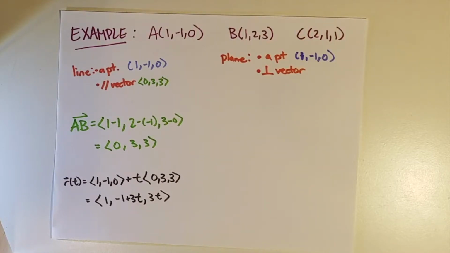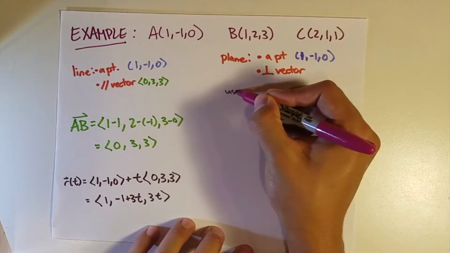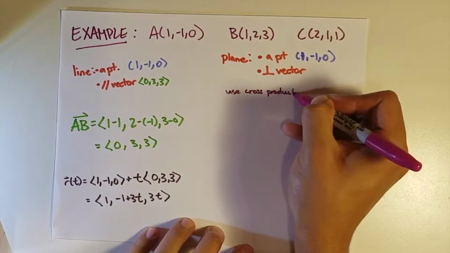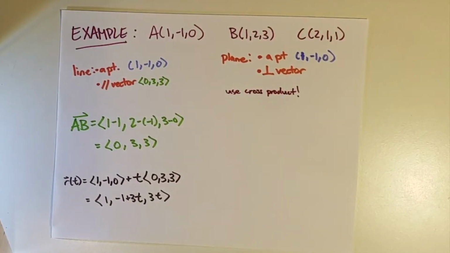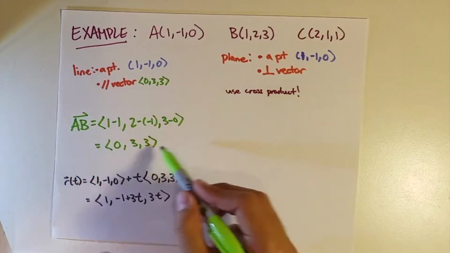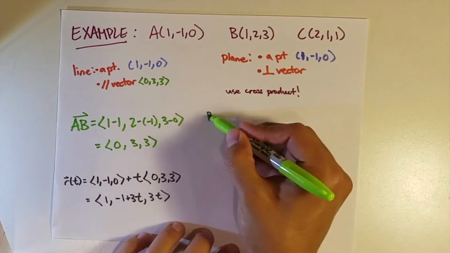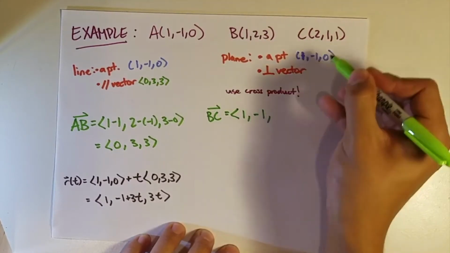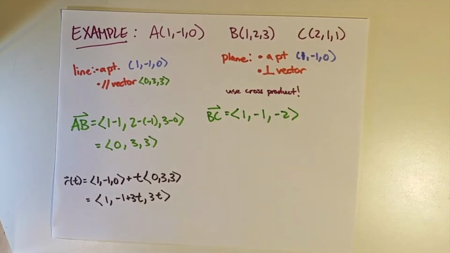Now, to find the perpendicular vector, we need to do something a little bit more creative. We know that crossing two vectors gives us a vector that is perpendicular to the crossed vectors. We already have AB, so we need to find another vector that is also on the plane, cross them, and we'll get our perpendicular vector. Let's do BC. Using the same strategy from before, we use subtraction and get <1, -1, -2>.